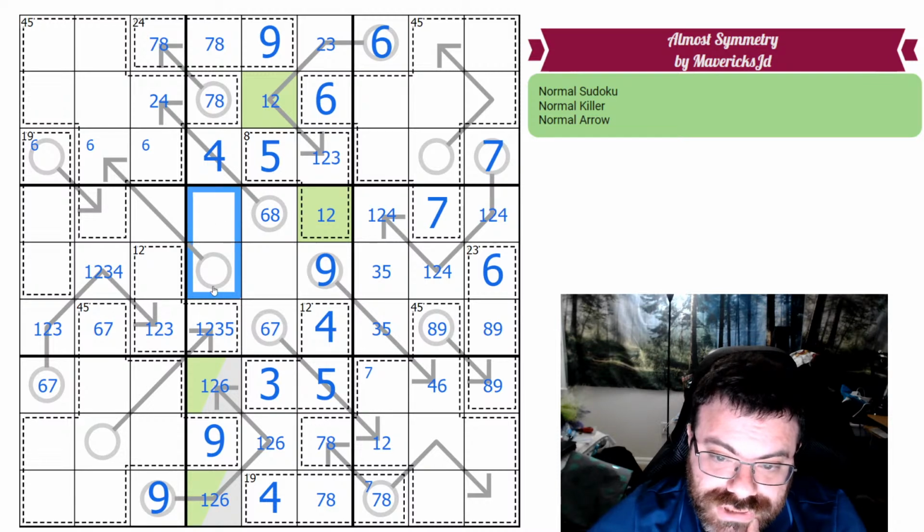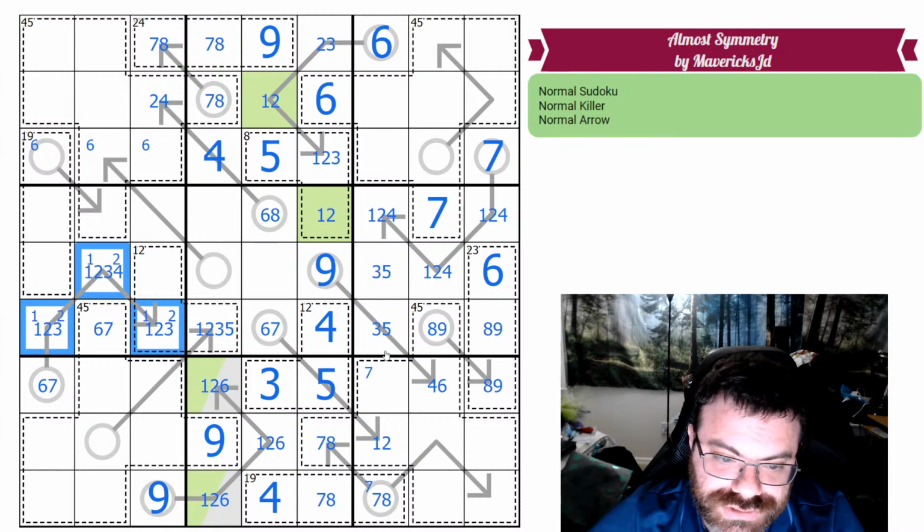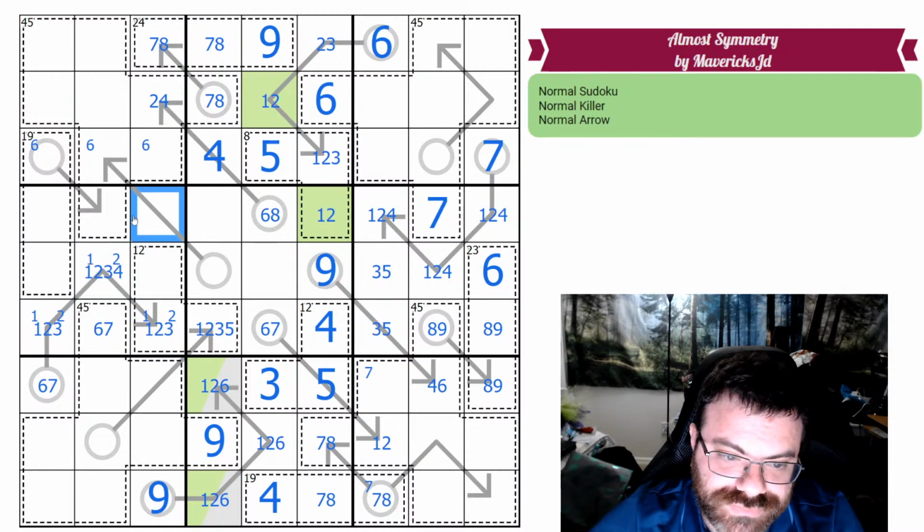These can't be 1 or 2. Can they be 3? No, we've got a 1 and a 2 on here. So this is minimum 3. This can't be 4, so this is 5 or higher.